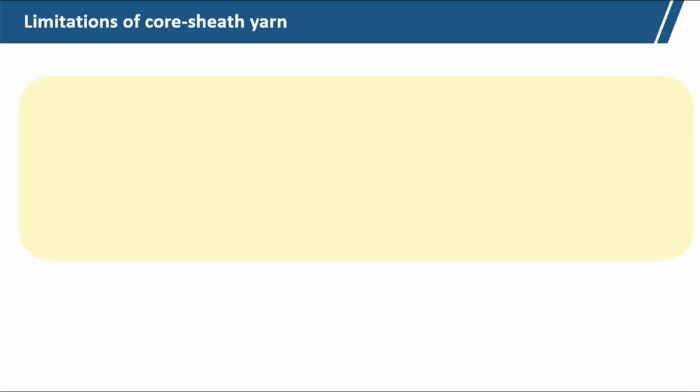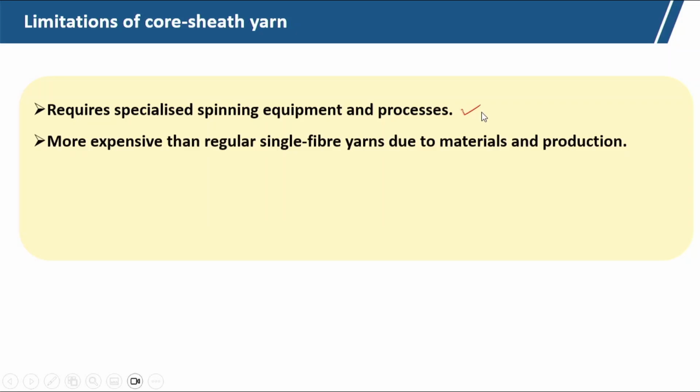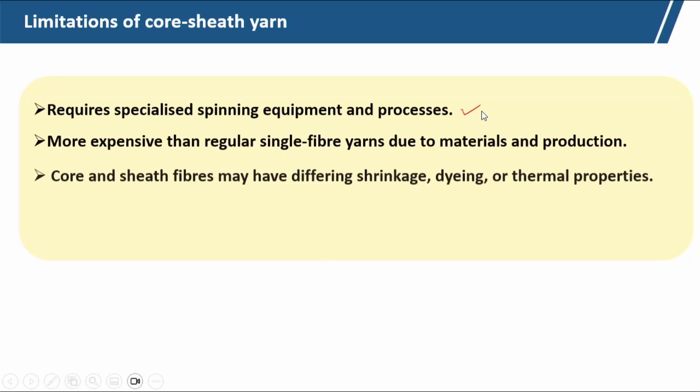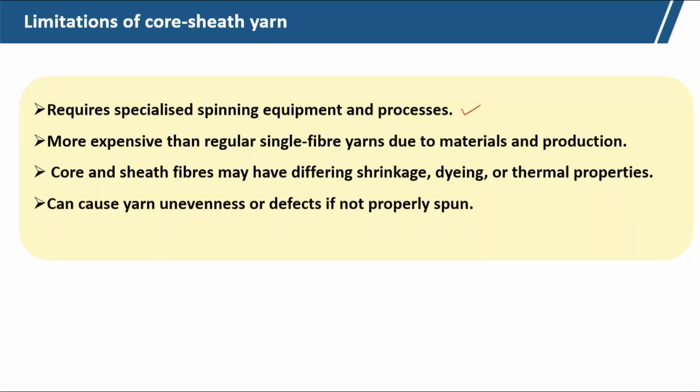The limitations of core sheath yarns: it requires a specialized process, and is more expensive than regular yarn. Core sheath fibers may have different shrinkage, dyeing and thermal properties, which can cause yarn unevenness and defects if it is not properly spun, and it is difficult to separate the cores. So, the limitations are almost similar to the composite yarn.